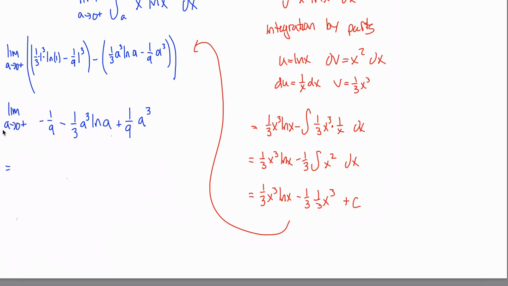I'm going to pull a 1/9 out in front of this whole thing. Let's pull a negative 1/9 out in front of this whole thing. Then I've got the limit as a approaches 0 from the positive side of, see, this would be a 1 right here if I took out a negative 1/9. This would be positive 3 of these a cubed natural log of a things. And then if I pulled out a negative 1/9, this would be minus a cubed. So I get here.